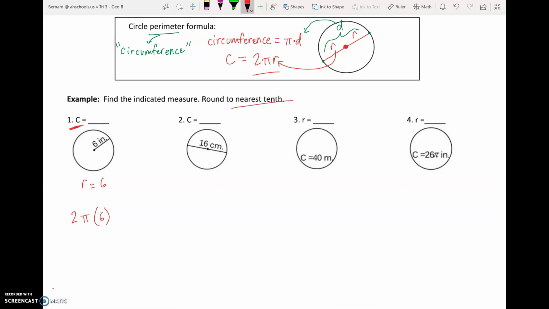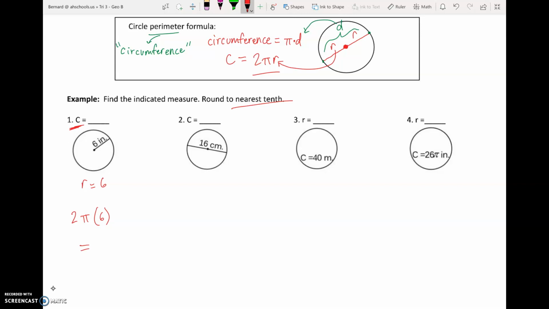Let's talk about exact numbers for a second. So we know that pi is 3.14159 and so on, right? It never ends. And so if we type pi into our calculator, we are definitely going to get a decimal. If we don't want a decimal, we don't have to type pi into our calculator.